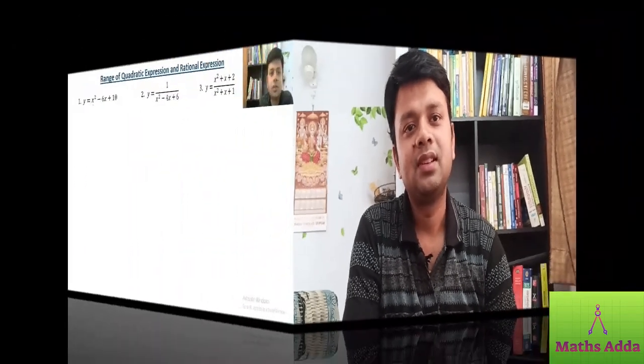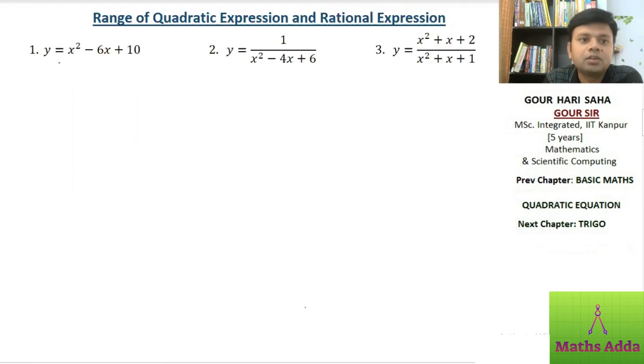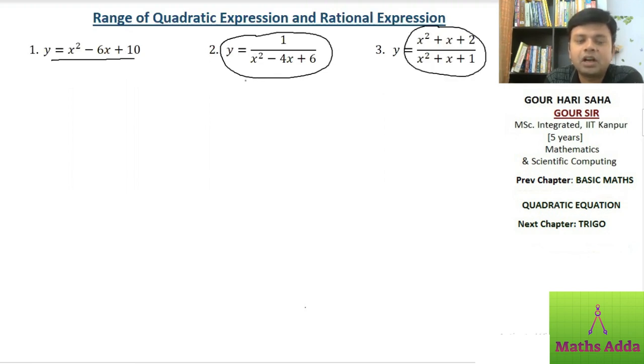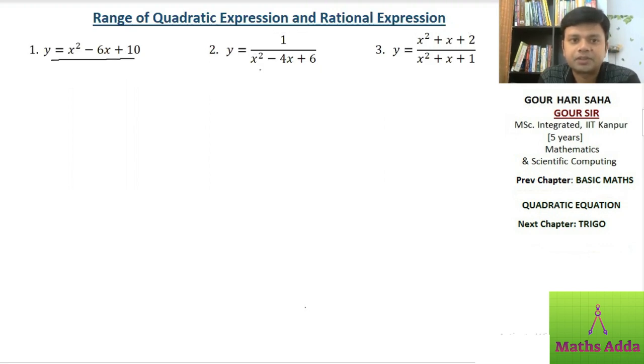Today this is my fourth lecture on quadratic equation and I have tried to cover range of quadratic expression and rational expression using various methods. So let's start. So first I have taken y is equal to x square minus 6x plus 10. This is quadratic expression. Second, this is rational expression. This is 1 by quadratic and this is third one again rational one. So let's see how to get range for this type of expressions.